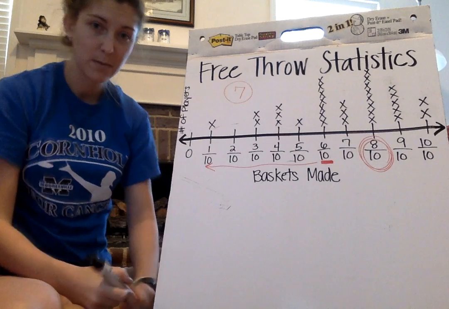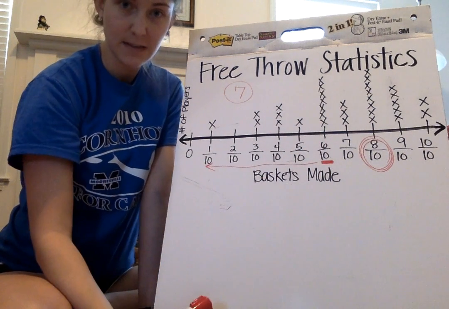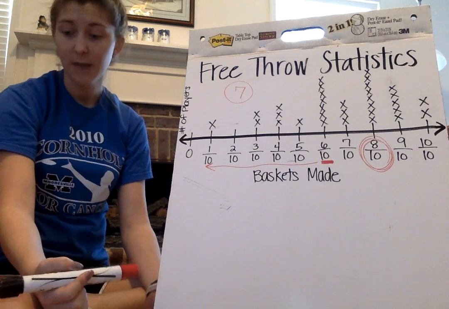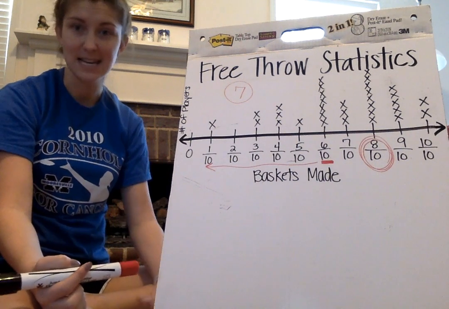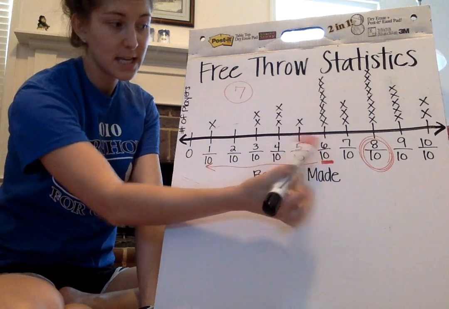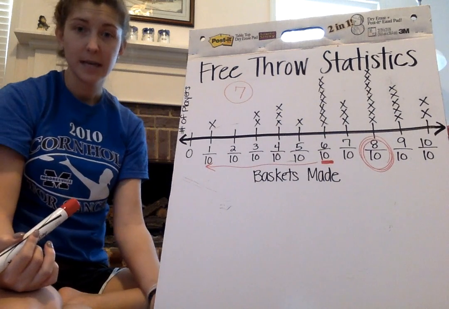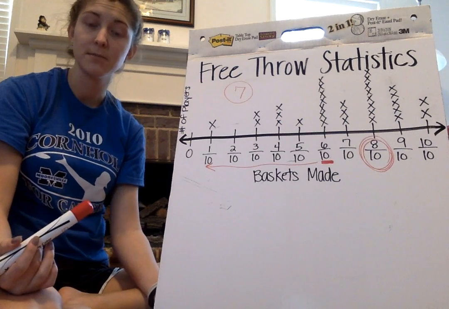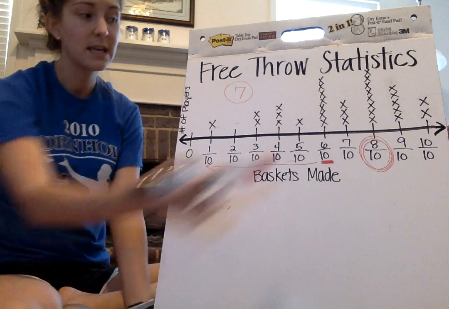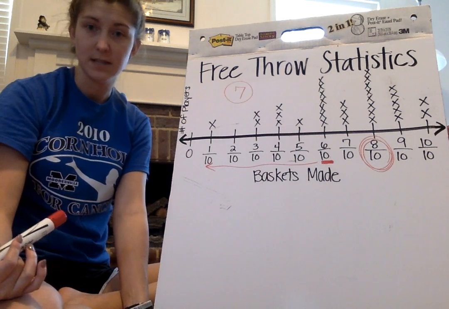Now some of you guys may be wondering why I did not include the X's that are above 6/10. Well, the question asked us how many players made less than 6 out of 10. So therefore, I'm not going to include 6/10, I'm just going to include less than. The question might say how many players made 6/10 or less baskets. Then I would have to include the X's that are above the 6/10.